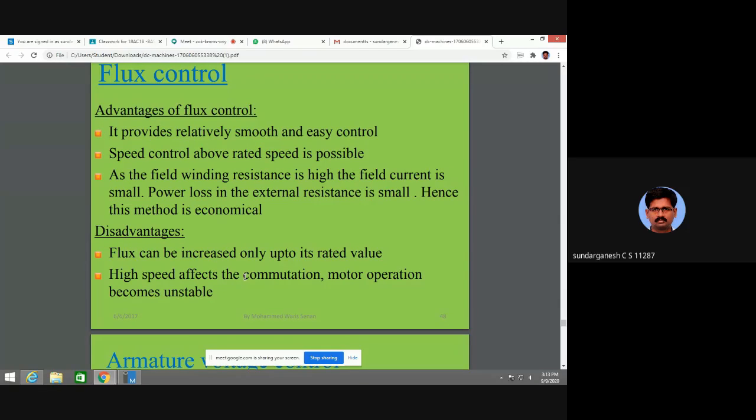It is a smooth control, easy control, economical, and we can go above the rated speed. The disadvantage is that you cannot reduce the flux.